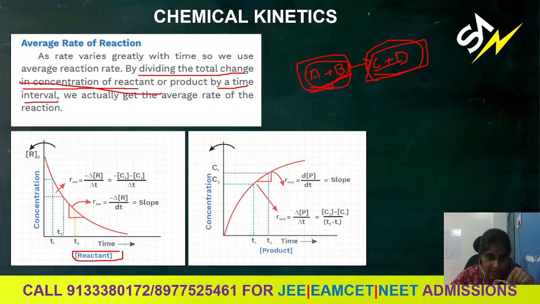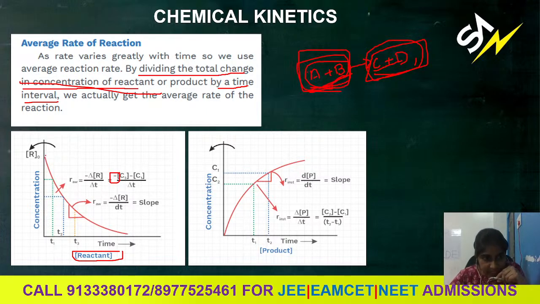Here this minus sign represents there will be a decrease in the concentration of the reactants A and B, that is represented by this minus sign. And when we check for the products, it will be a plus sign because the appearance of the products gradually increases. So it will be a positive sign.